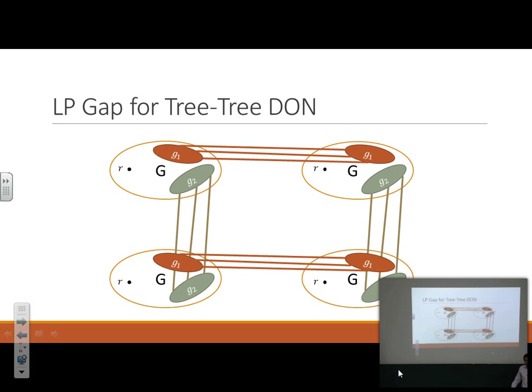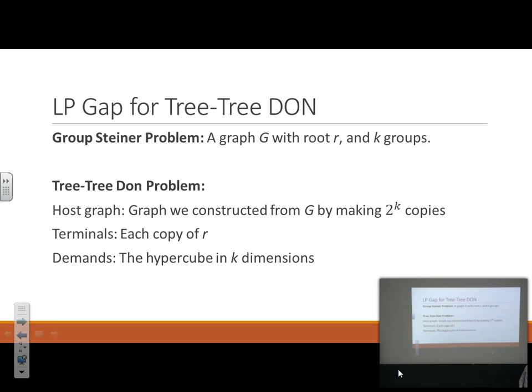Embed a copy of a group Steiner problem with k groups into a k-dimensional hypercube. Okay, and then the demand graph is a hypercube, and along dimension I, the group I vertices are merged. Okay, so if you start with k groups, you need 2 to the k copies of the original underlying graph. So that's why we're going to have to start with a smaller group Steiner instance.